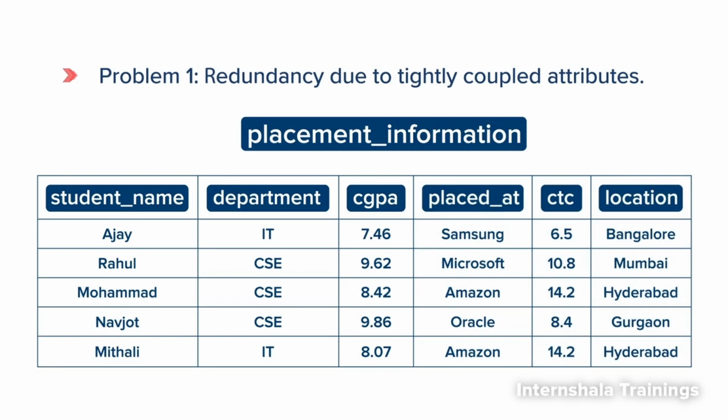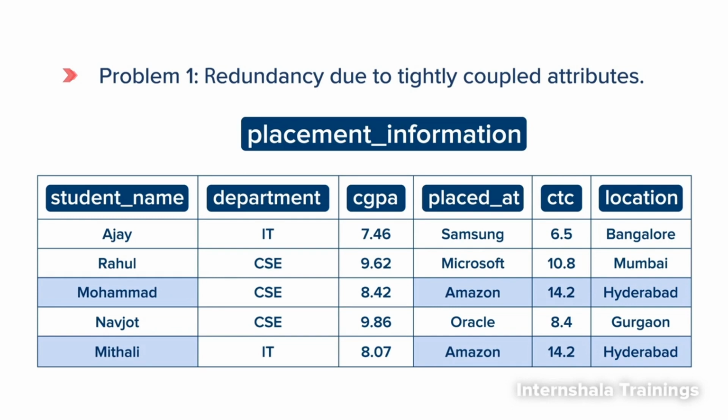We know for any value of playstat, we have fixed values for both CTC and location. For example, in the case of Amazon, for every student they hire, the package remains 14.2 LPA and the location remains Hyderabad. This means if any student of the college is hired by Amazon, we automatically know the student's CTC and job location. Now, this will be true for other companies as well. Here, we can see this only for Amazon because that's how we have taken the sample data.